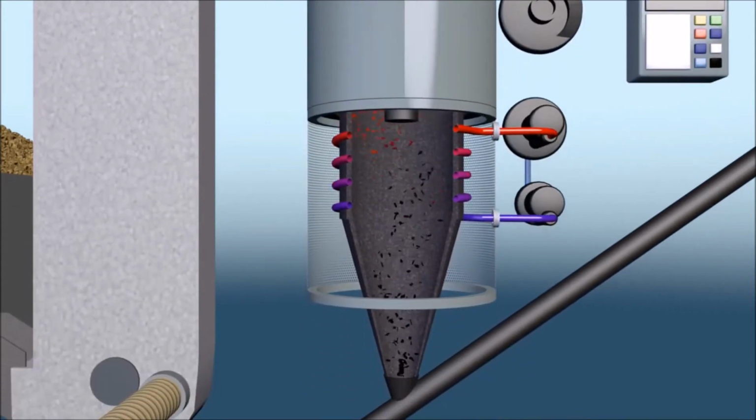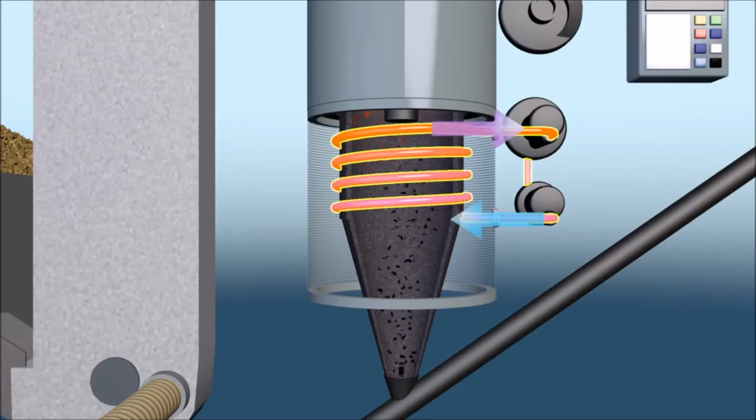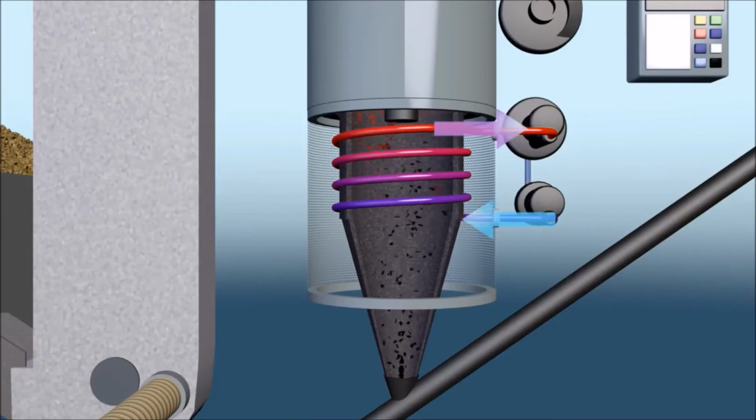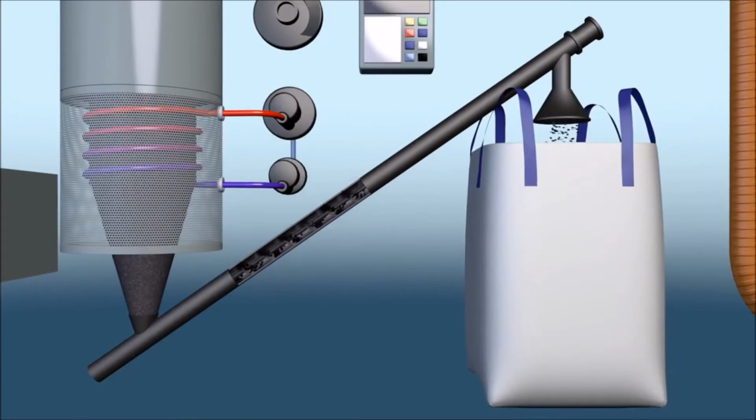The cooling process. The ready material is cooled to ambient temperature with the use of the cross-flow water cooler. In the next stage, carbonized biomass is loaded to big bags, pelletized, or transferred directly to the boiler.